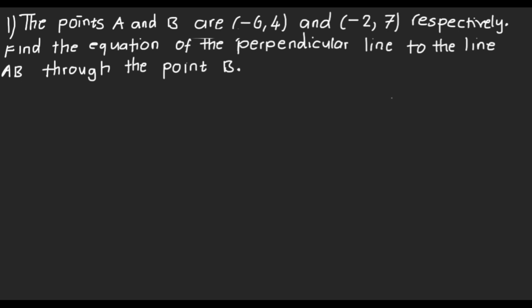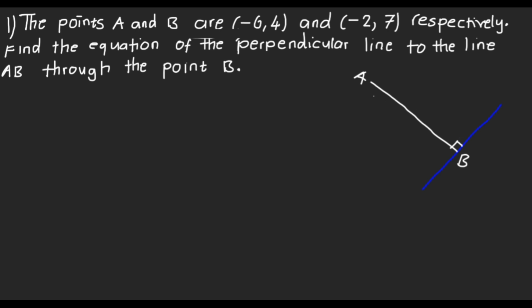So maybe let me see if I can create a picture. So we have this line. This is our line AB. Now we have a perpendicular line passing through point B. So perpendicular simply means it is cutting the line AB at 90 degrees. So this is our perpendicular. Now the question is finding the equation of this perpendicular. So what are we supposed to do?